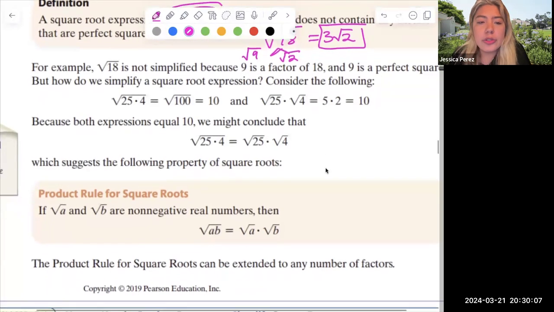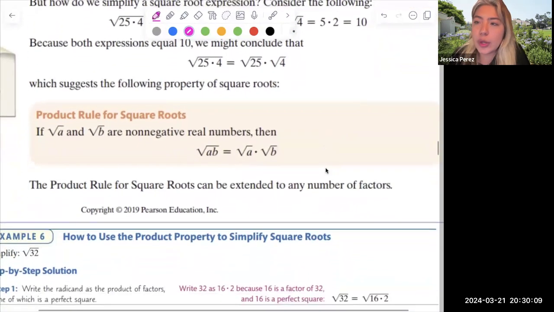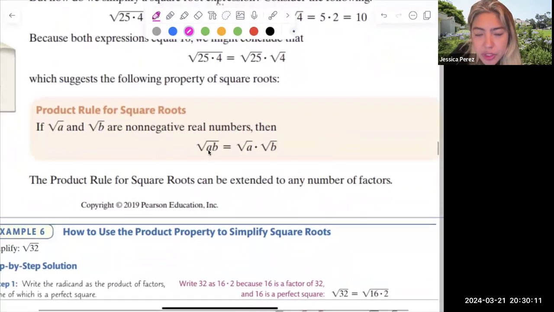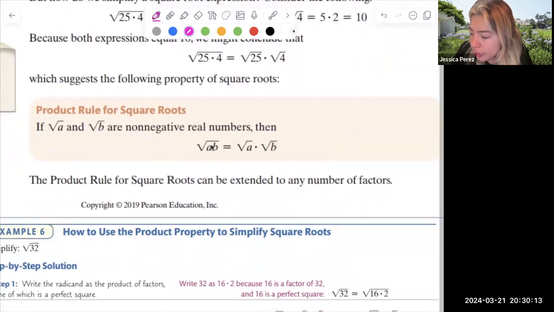Okay, so there is a product rule for square roots. It's called the product rule for square roots. Write this down in your notes, because again, this will show up on your quiz and it will show up again on your homework. If the square root of A and the square root of B are non-negative reals, and they're multiplying on the inside, you can split them. That's what the rule says.